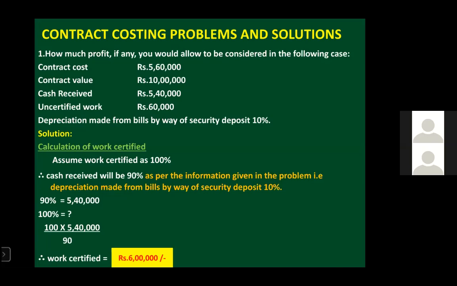Now look at the solution, how we work out this problem. Assume the work certified as 100%. Therefore, the cash receipt will be 90% as per the information given in the problem, that is, the deduction made from bills by way of security deposit is 10%. It means the contractee paid cash to the contractor only 90% of the work certified. That is the explanation for the calculation of work certified. So we assume work certified as 100% and cash received as 90%. The cash received amount is available in this problem, so we can work out the next line.